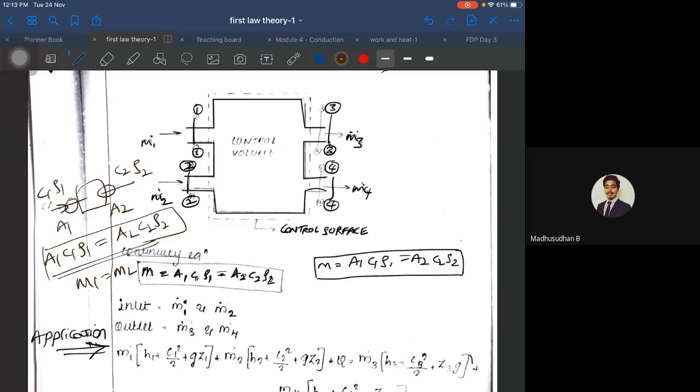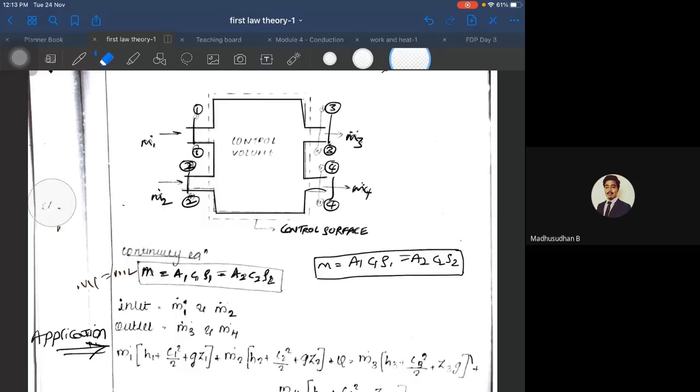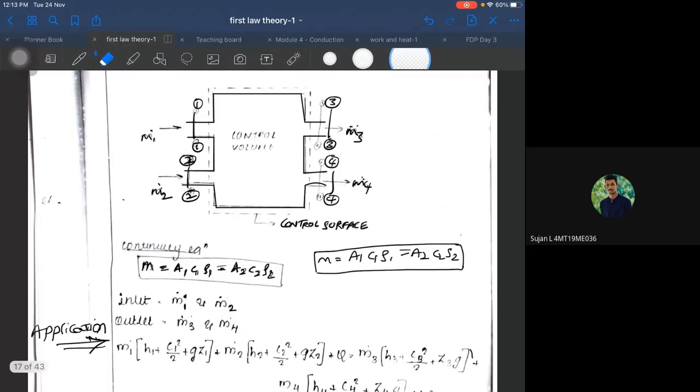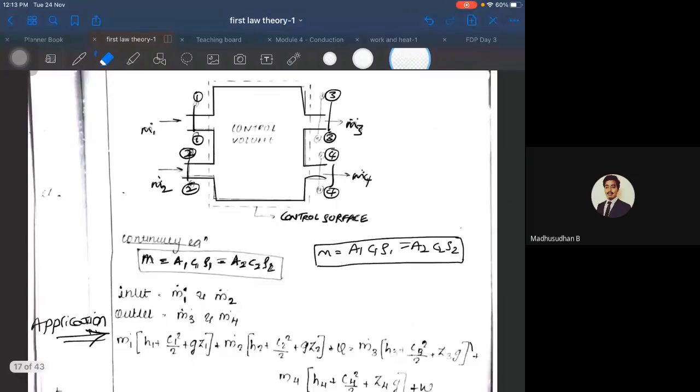That's fine. Now, suppose you are applying SFEE for this particular thing. In this particular thing, how many inlets are there? Two. There are two inlets, which is this and this. That's why here is your equal to sign.